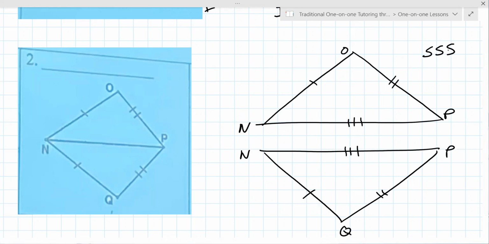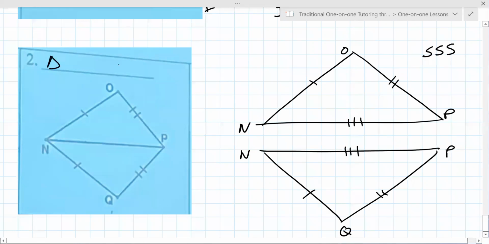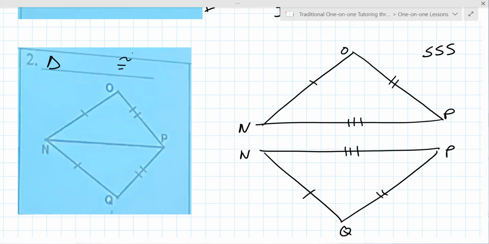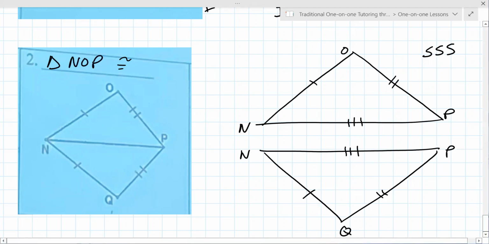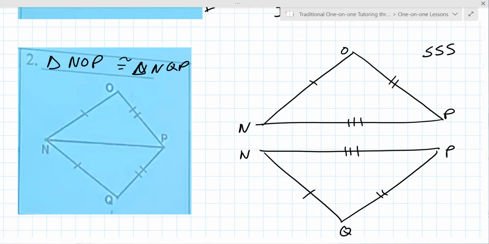SSS. Yeah, all the sides are congruent. All right, now let's not mess this one up. More importantly is the triangle congruence statement. So take your time, pick a place that you like to start, and you can switch your answer. NOP. I'll go with NOP. Okay. And then NOP is congruent to NQP. Yes. And you need the little triangle symbol, which is just representing the fact that it's a triangle.